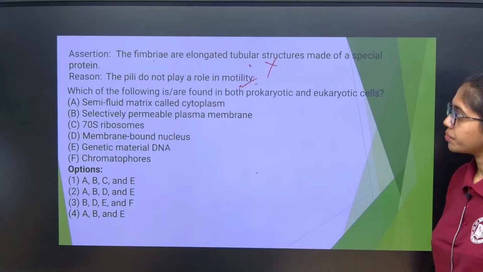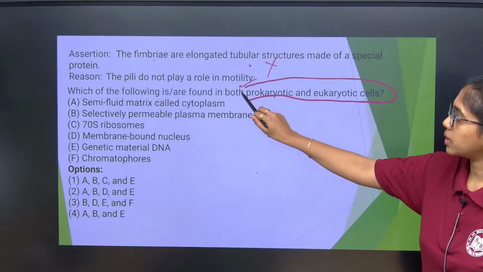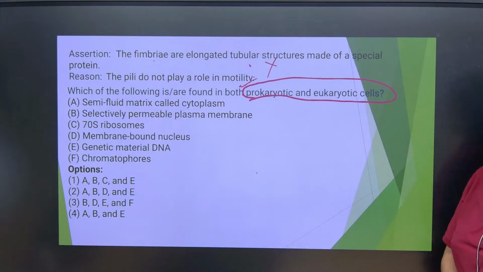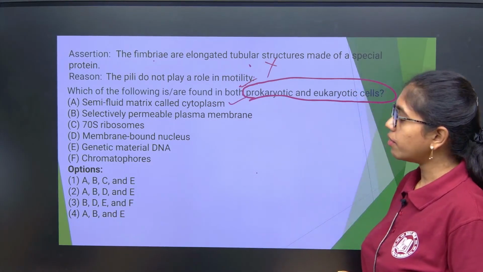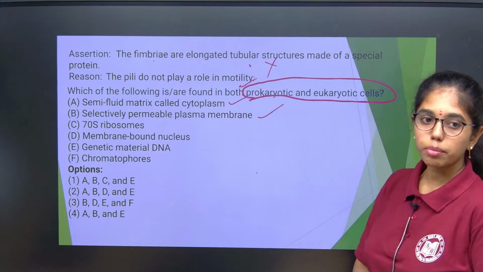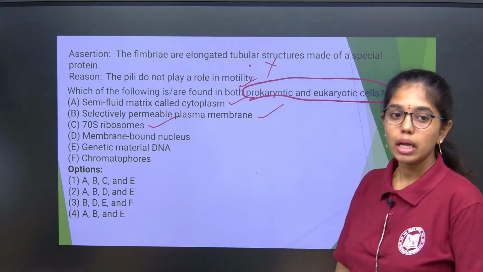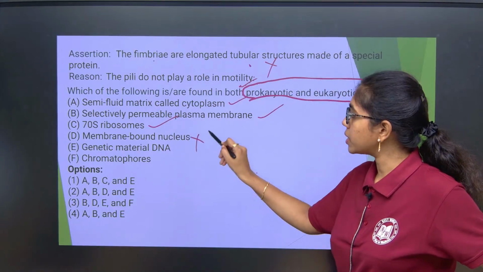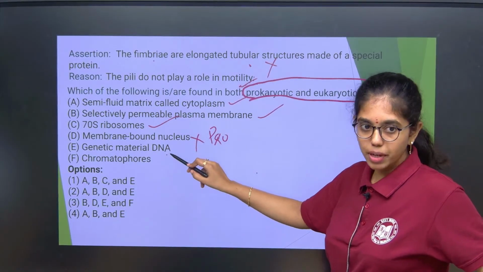Next, which of the following are seen both in the prokaryotic cell and eukaryotic cell? Semi-fluid matrix called as cytoplasm. True, right? Next, selectively permeable membrane is present both in pro and eu. True. 70S ribosomes present both in prokaryotic cell and eukaryotic cell. Membrane bound organelles not present in prokaryotic cell. Next, genetic material DNA is present.